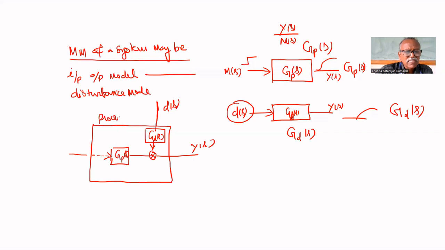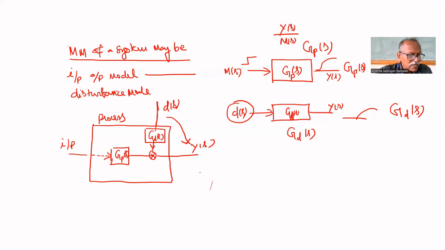Therefore, the process can be considered this way. One is, what is the response for disturbance? If you get the model, then it is called disturbance model. Give input, that is the manipulated variable, and find the response. For that, if you obtain the model, then it is called process model or input-output model.